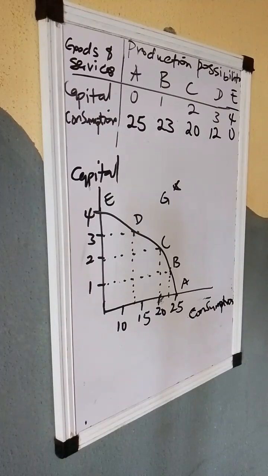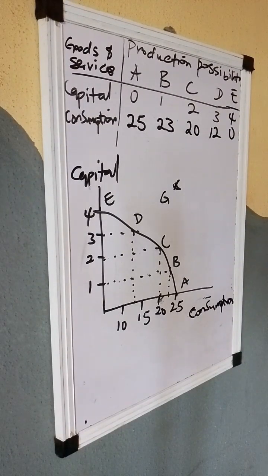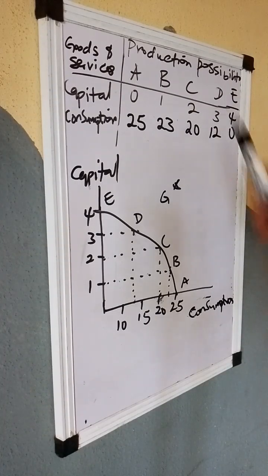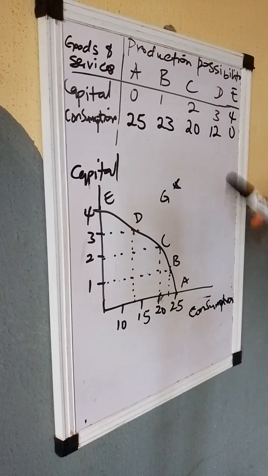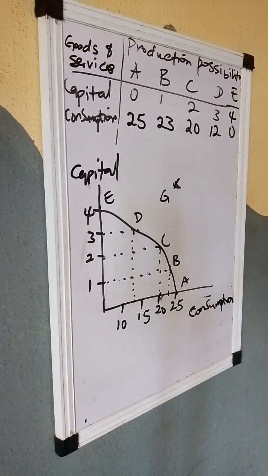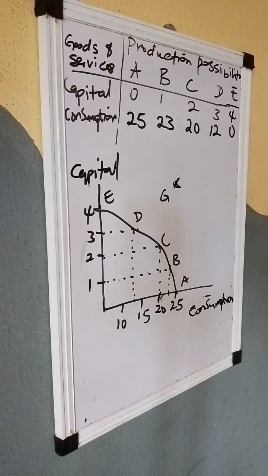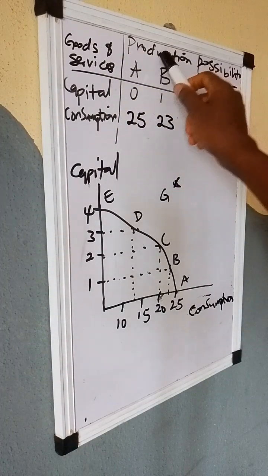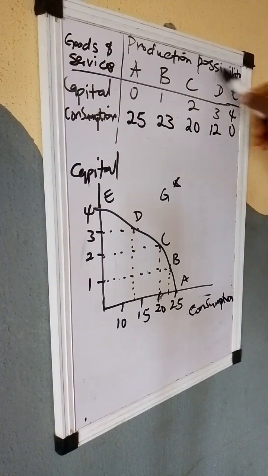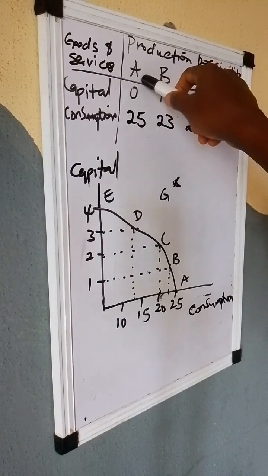Now, like I said to you before, this is a typical production possibility schedule and a curve. Now, this is a production possibility schedule. Remember that in economics, a schedule is a table showing the amount of goods or output that will be produced. Now, look at it. This is the goods and services. This is production possibilities.